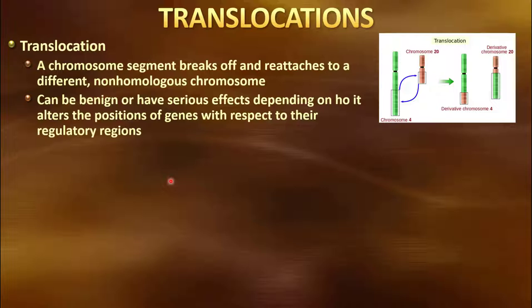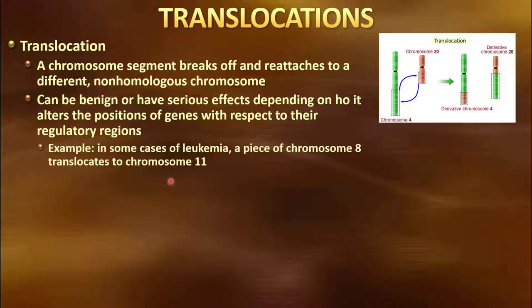Every gene is going to essentially have sort of an on-off switch that allows us to either use that gene or not. If I take a gene and I move it somewhere else and I don't move the on-off switch with it, then I have serious problems. I'm not going to be able to use that gene. So if I separate it from its regulatory region, then I could have some real problems. If I don't, I may not have a big problem. If it's somewhere else in the genome and I can still use it, it might be okay. In some cases of leukemia, there's a piece of chromosome 8 that translocates over to chromosome 11.